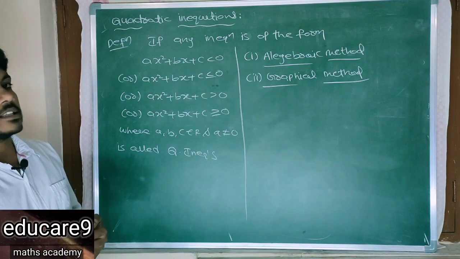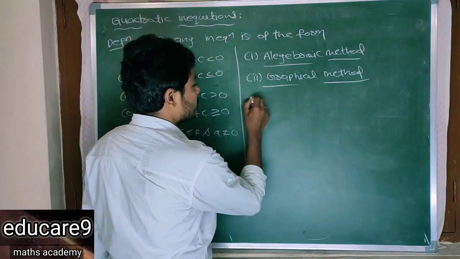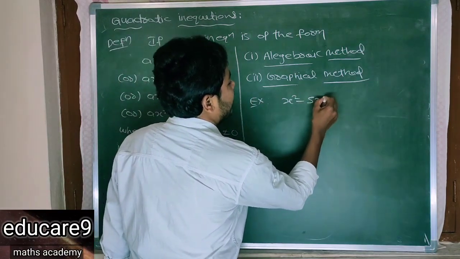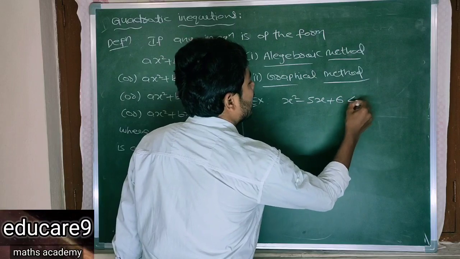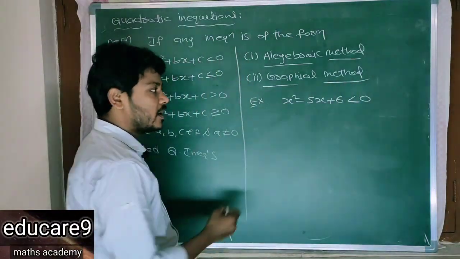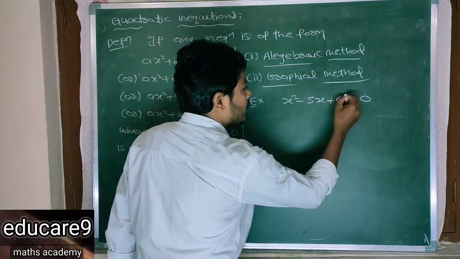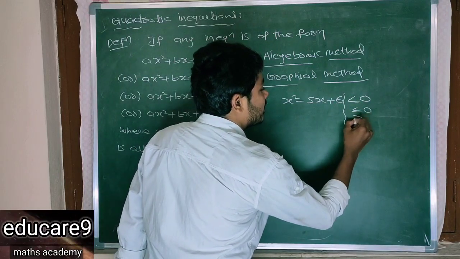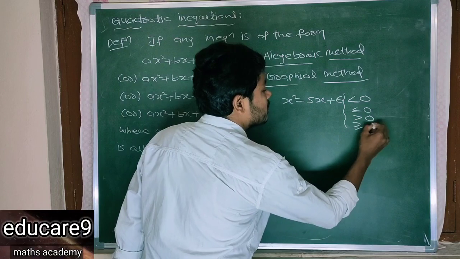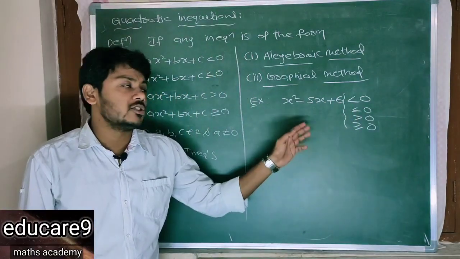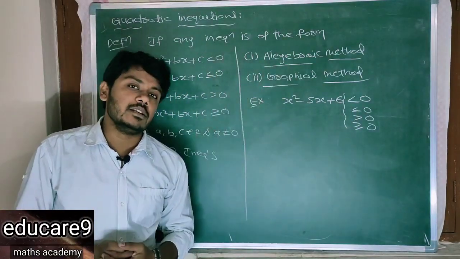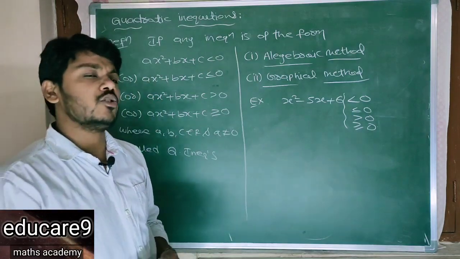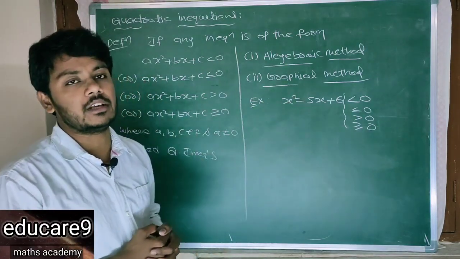So for example, x square minus 5x plus 6 is less than 0, less than or equal to 0, greater than 0, greater than or equal to 0. Find the solution by using the algebraic method. In the algebraic method, first you want to find the roots of the given equation.